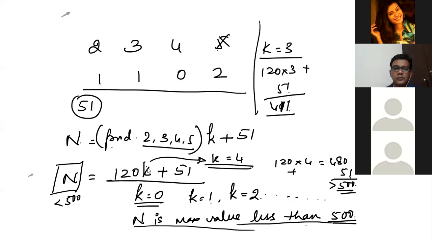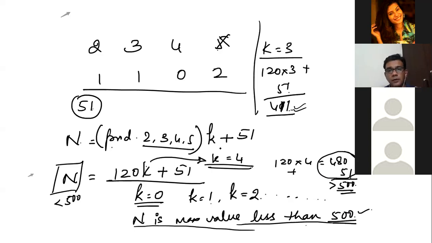So k value here, if I place k value as 4, I see that I am getting a value which is greater than 500. But my question was asking about less than 500. So I will put k value as 3 and then I will get a value which is less than 500 and the maximum.